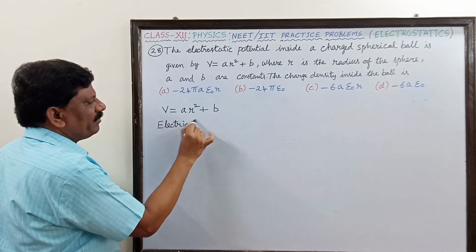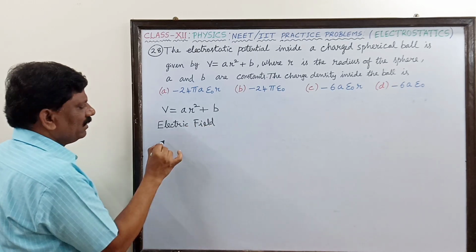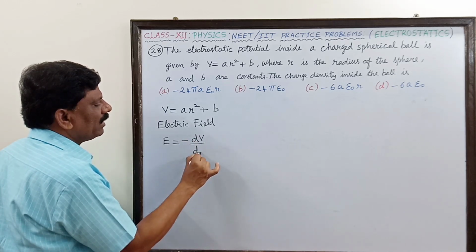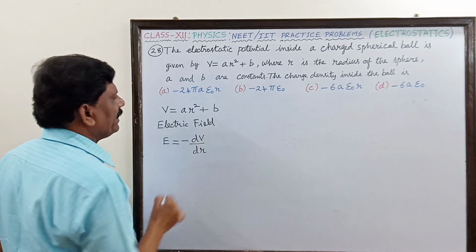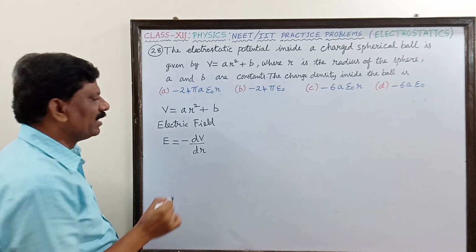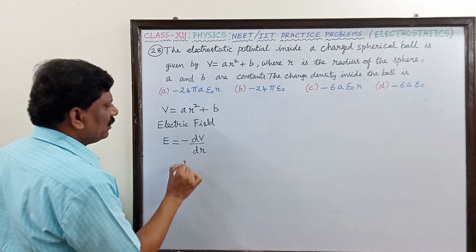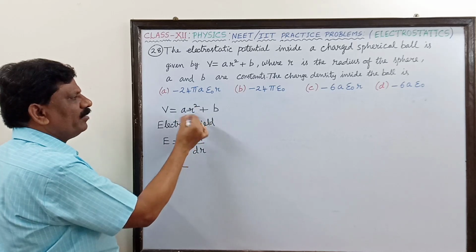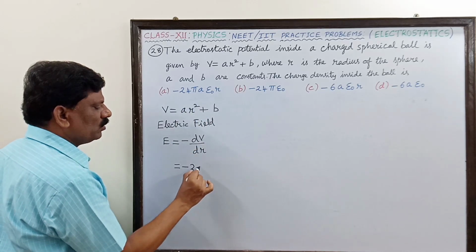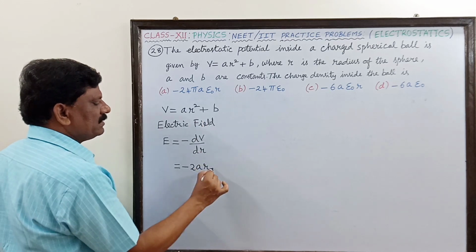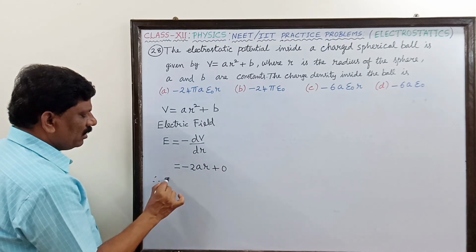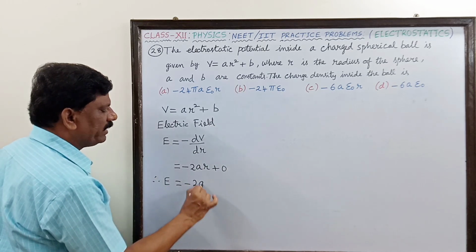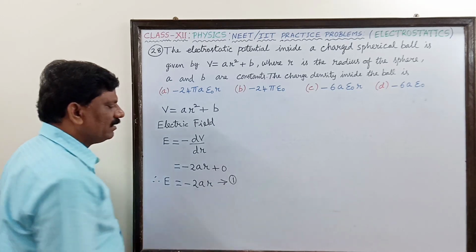So, the first step is we have to determine the electric field. E is equal to minus of dV by dr. So this is the electric field on the surface of the charged spherical ball. So this is equal to d by dr of A into r square. If you differentiate, it will become 2ar. So this is 2ar plus 0, because B is constant, when you differentiate, it will become 0. Therefore, electric field is equal to what? Minus 2A into R. So, this is our first step.